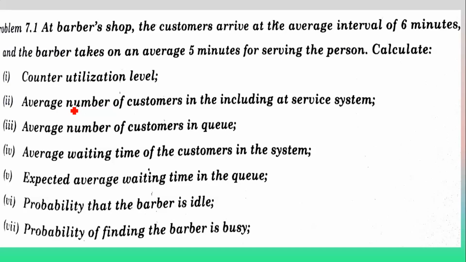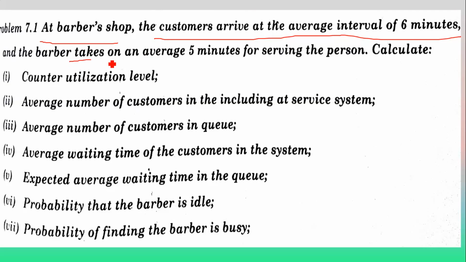Based on this formula and all, let us go with one example. Here I hope you can see on the screen, I have shared one example. At barber shop, the customers arrive at the average interval of 6 minutes. क्या दिया हुआ है कि बार्बर शॉप जो है हेयर कटिंग करने की, वहां पे कस्टमर्स आ रहे हैं कितने कितने इंटरवल पे, 6-6 मिनट पे एक कस्टमर आ रहा है एवरेज, राइट?